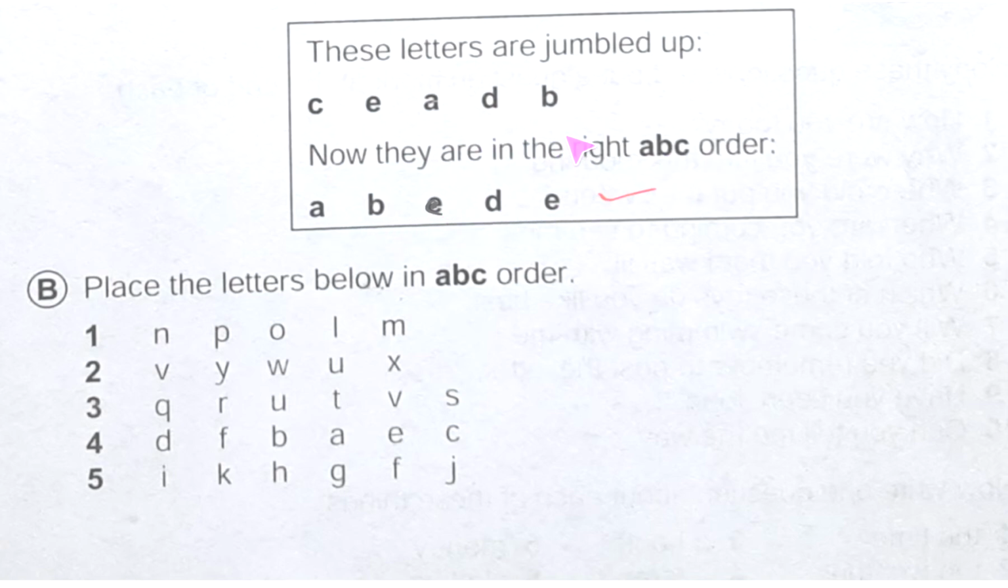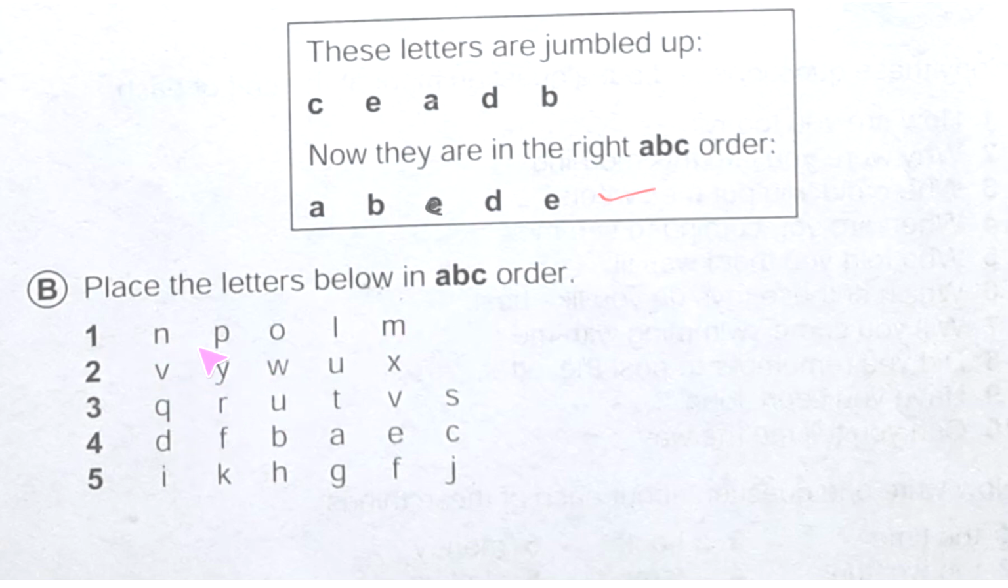Based on this discussion, here one question is written. Place the letters below in ABC order. It means you should follow the normal ABC order. First you should put A, then B, then C, this way up to Z. If you don't find A, that does not matter, but you should understand which letter has come first, it will be put first, and which has come later, you will put after that. If we do this exercise, then it will be clearer for you.